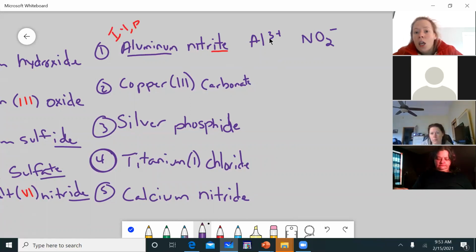Okay? From here, we're just going to flip-flop. So if you want, you can kind of group this thing together without the charge. Think of it as a packet. The 3 is going to drop down here. The inferred 1 is going to drop to the aluminum. So I get 1 aluminum for every 3 of the nitrites.